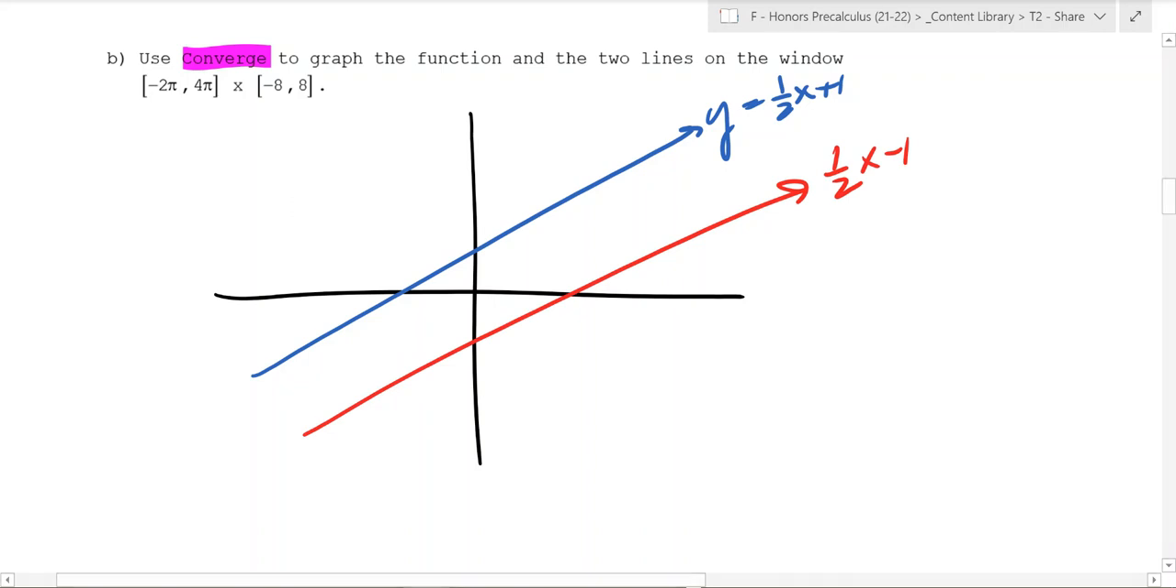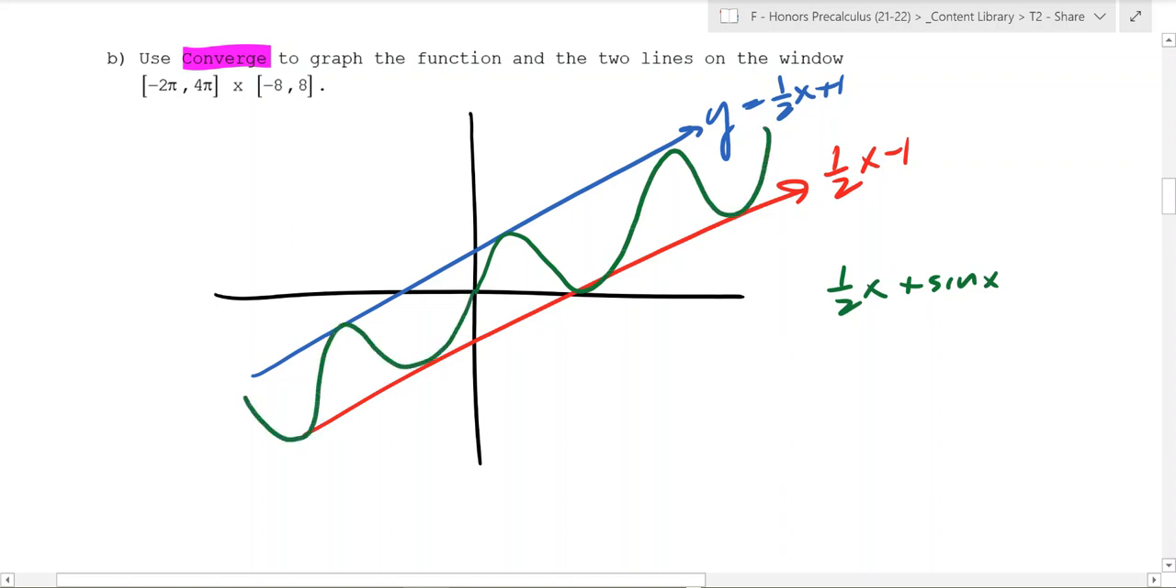And then if you graph the function, remember it's 1/2 x plus sine of x, keep it in radians, that'll be helpful. You end up with this really cool function that oscillates in between these two things. It's really cool. So the final function touches the red and blue and stays in between them.